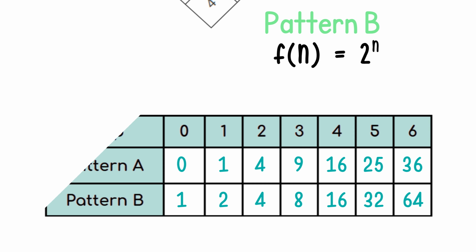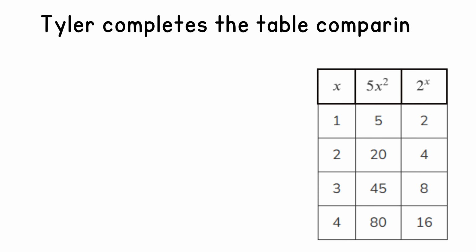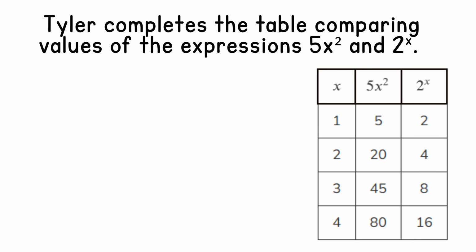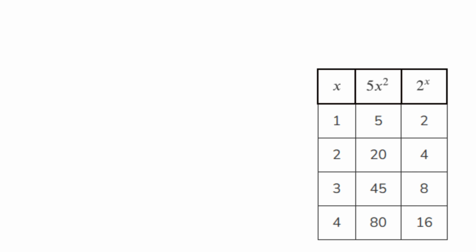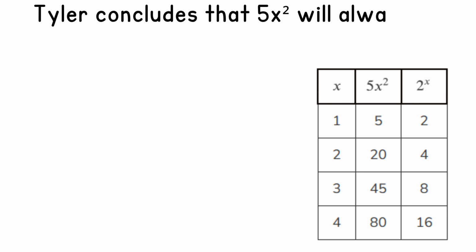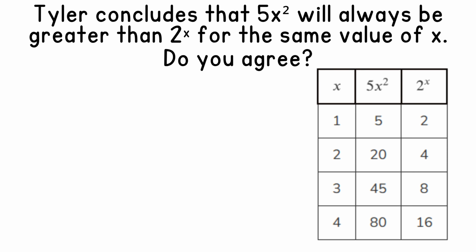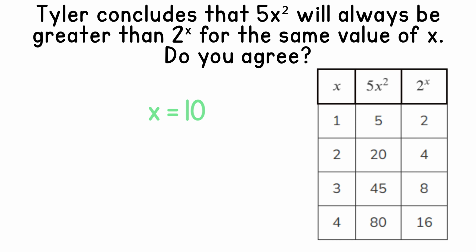Let's look at another example. Tyler completes the table comparing values of the expressions 5x squared and 2 to the x power. We can see that Tyler filled out this table for all x values between 1 and 4, and 5x squared has a lot higher values than 2 to the x power. Tyler concludes that 5x squared will always be greater than 2 to the x power for the same value of x. Do you agree? We can see that the values for 5x squared are a lot higher for values 1 through 4, but let's try a higher number like when x is 10.